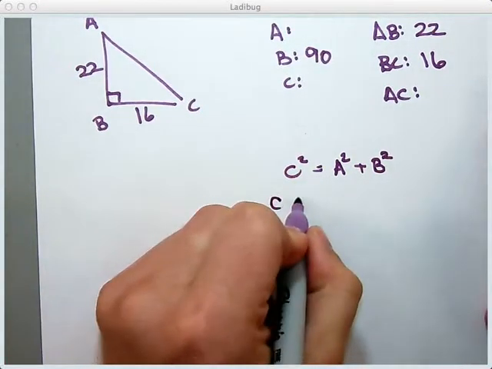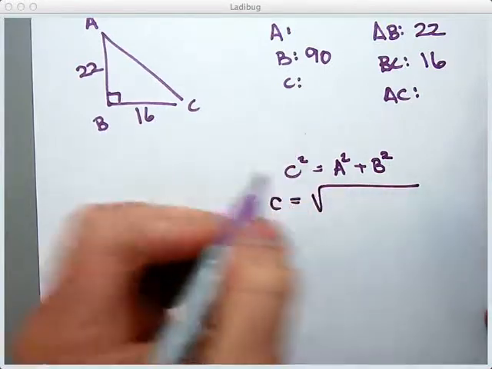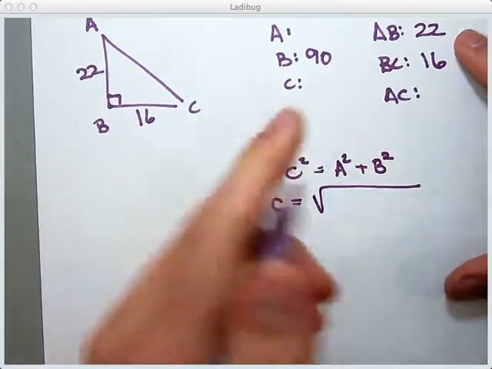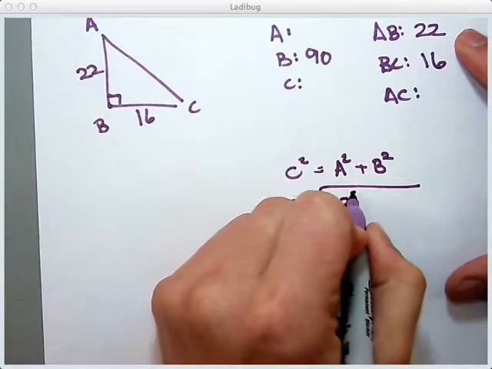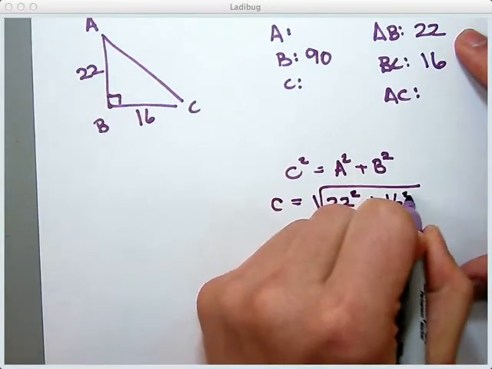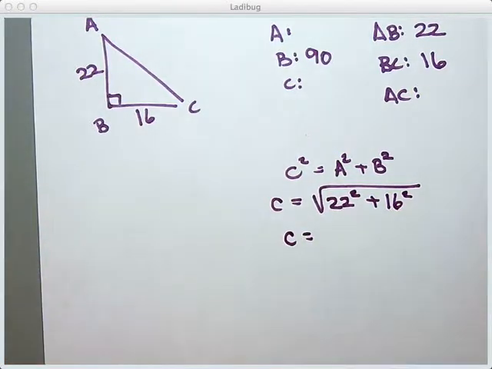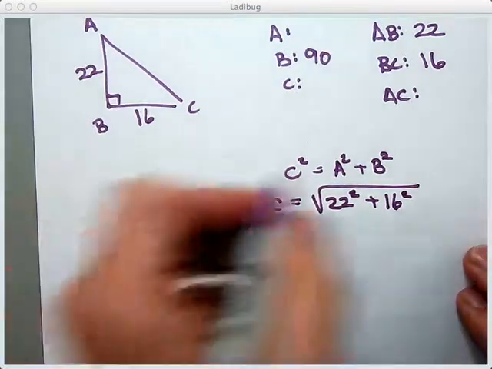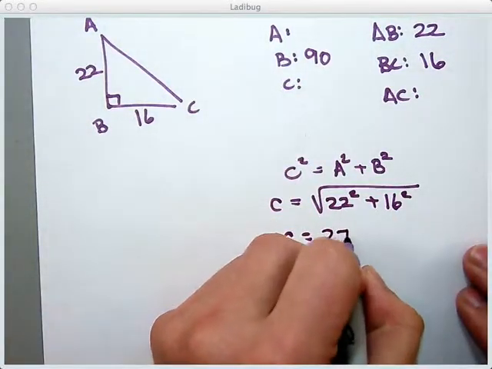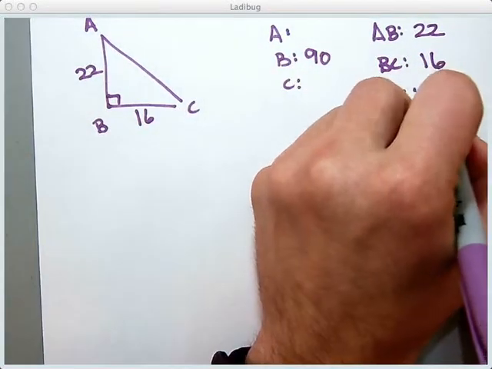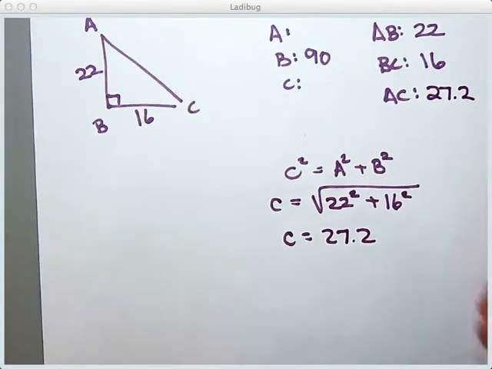So therefore, the hypotenuse length is going to be the square root of A squared plus B squared, or 22 squared plus 16 squared. And y'all have done Pythagorean theorem a million times, right? Okay, so I know that the length of my hypotenuse is 27.2. Does that number make sense for the length of the hypotenuse? Yes. Why? Because it's the biggest one. So that makes sense.